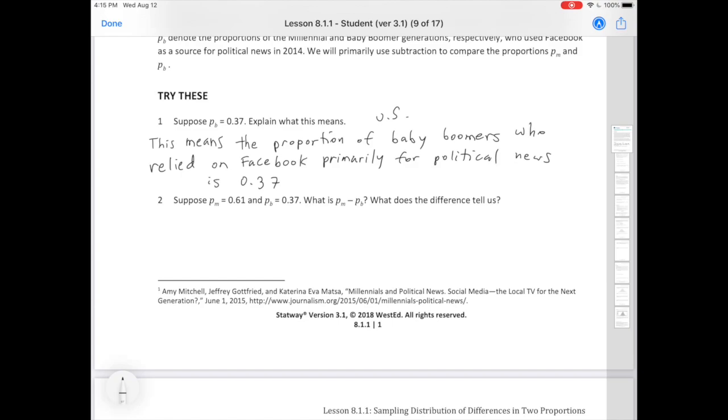Number 2, suppose that PM is equal to 0.61 and PB is equal to 0.37. What is PM minus PB, and what does this difference tell us? Well, let's go ahead and do the subtraction first. So PM minus PB is equal to 0.61 minus 0.37, which is equal to 0.24.